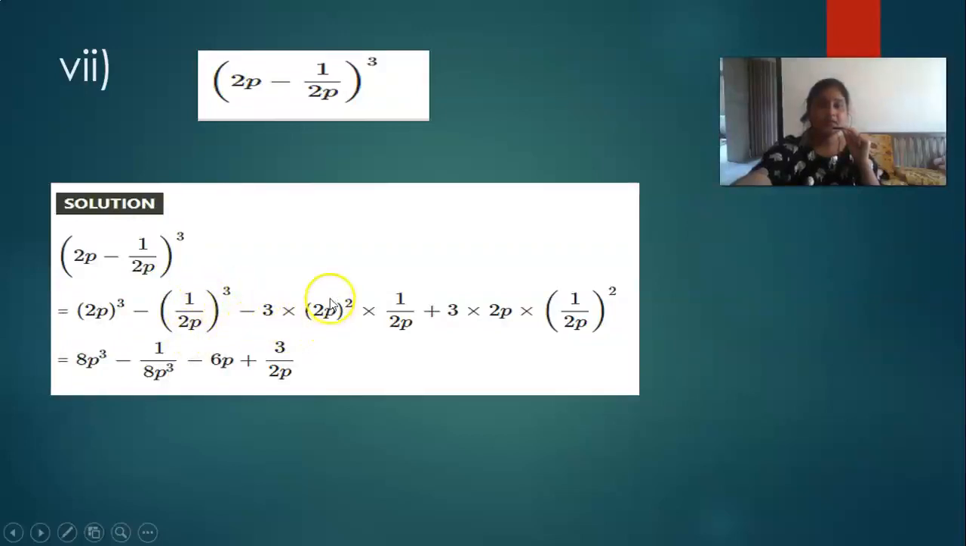3 times a square. A square is (2p) square, multiplied by b. B is 1 upon 2p. Plus 3 times a, a is our 2p, multiplied by b. B is what? 1 upon 2p. That is a b square, so it is squared.